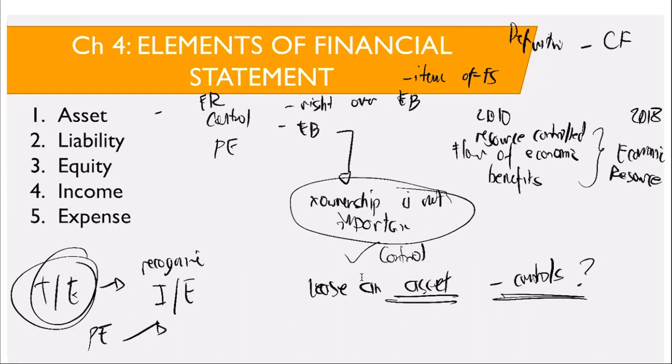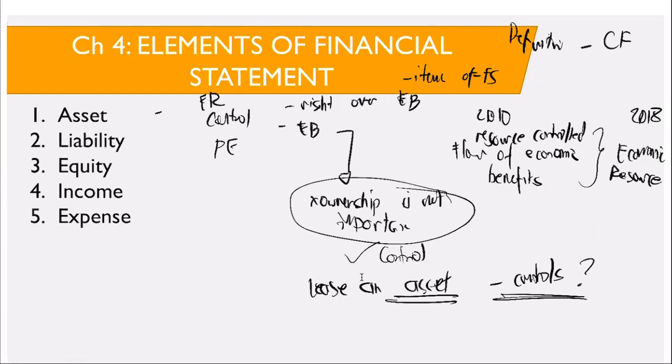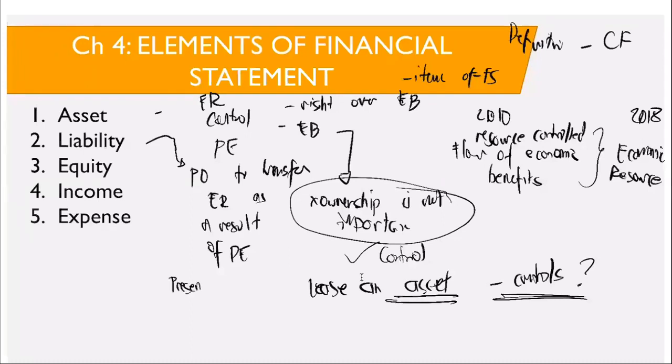Next, we have now the definition of a liability. What is the definition of a liability? A liability is defined under your conceptual framework as a present obligation to transfer economic resource as a result of past events. Okay, so here we have your present obligation. Next, we have your transfer of economic resource, and then it is from past events. Of course, we already know what is a past event.